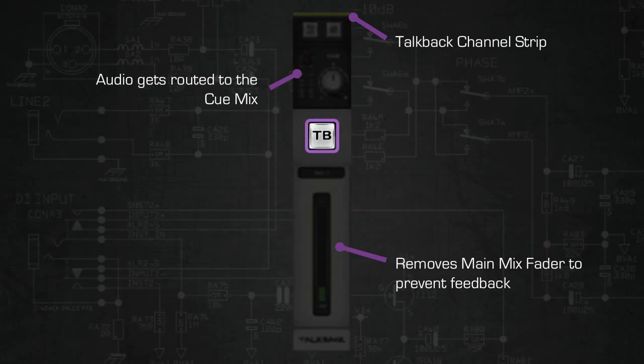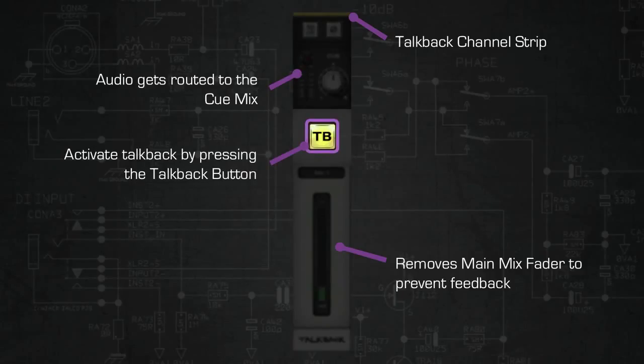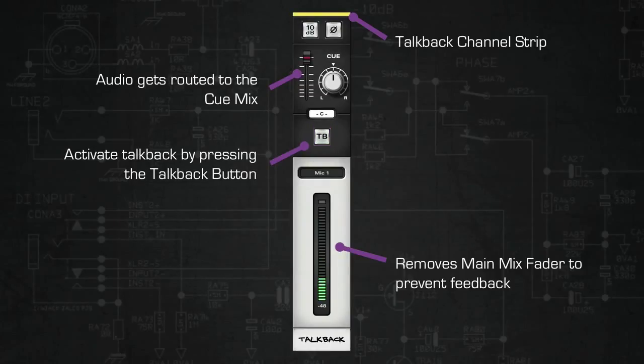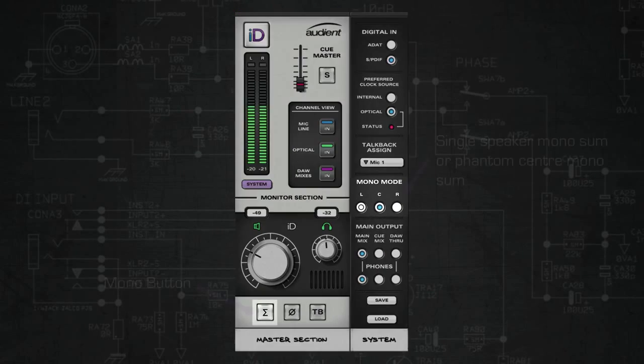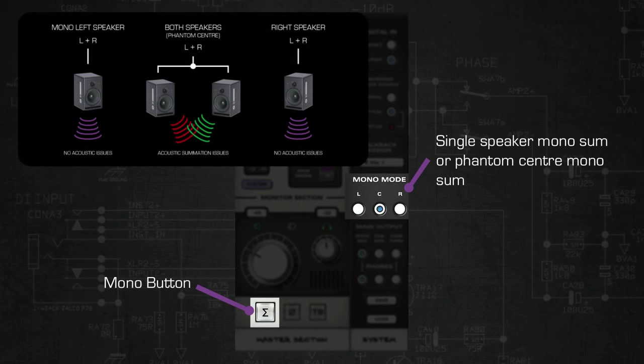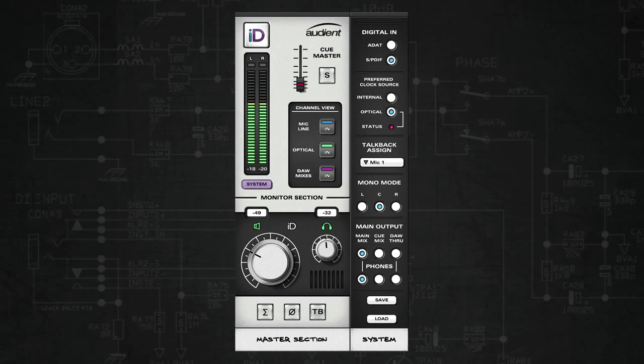The main mix pan control is also replaced with a talkback button, allowing you to activate talkback from the channel itself, as well as in the master section, or using the ID button if you have it configured in that way. You still have access to the plus 10 dB boost and the polarity functions on this channel as well. The mono mode lets you choose whether activating the mono button creates a mono sum in one loudspeaker, either left or right, or creates a phantom center sum. These sound slightly different, so have a listen, but by default it is set to center.